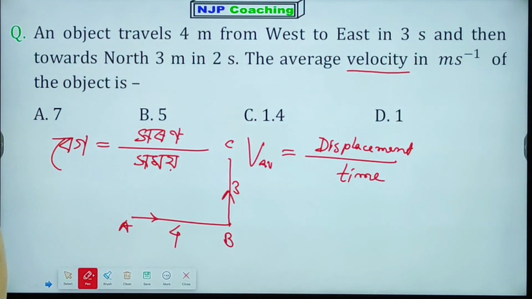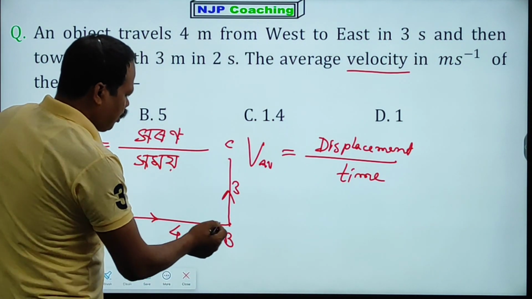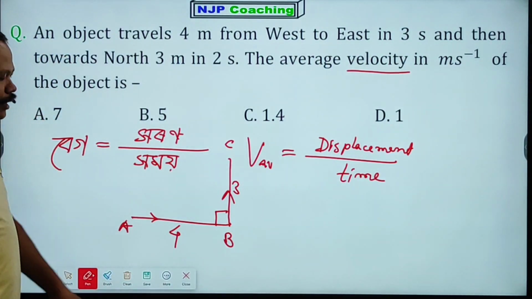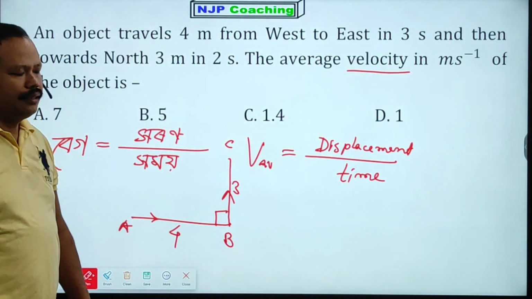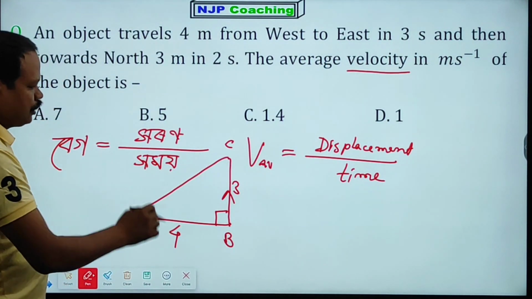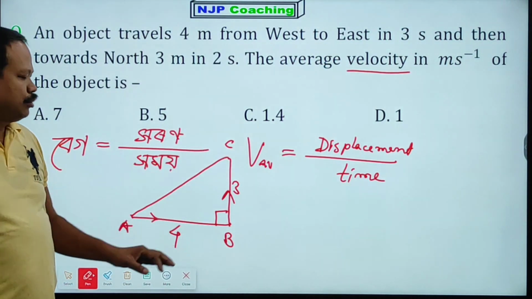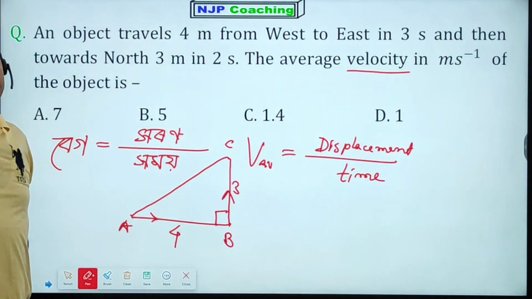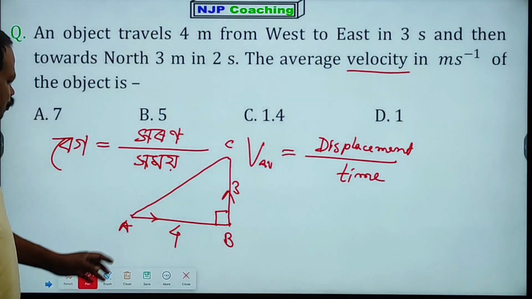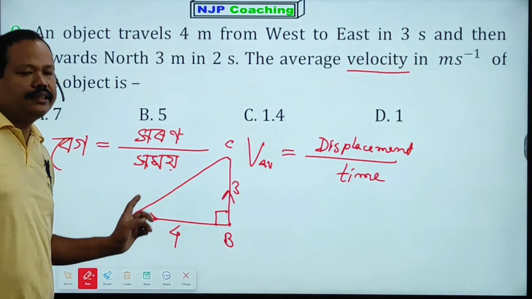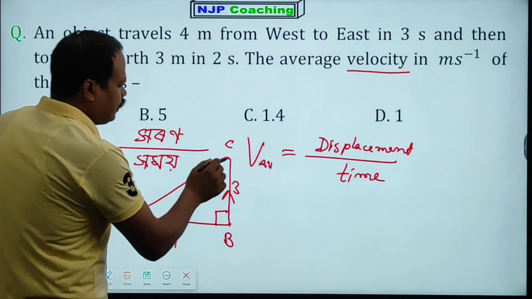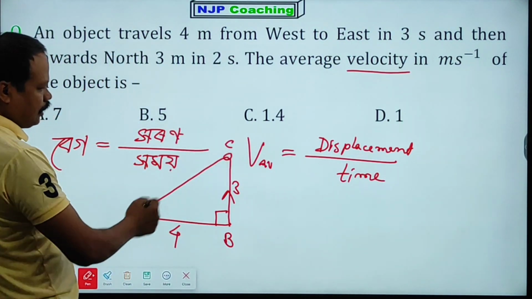We have to know that when the object goes from west to east and then north, the angle between these two is 90 degree. So displacement is A to C. 4 plus 3, 7, that is total distance travel. But what is the total displacement? Displacement, we have to find out the shortest distance between initial position and final position. So A is the initial position, C is the final position. We have to measure the straight length.